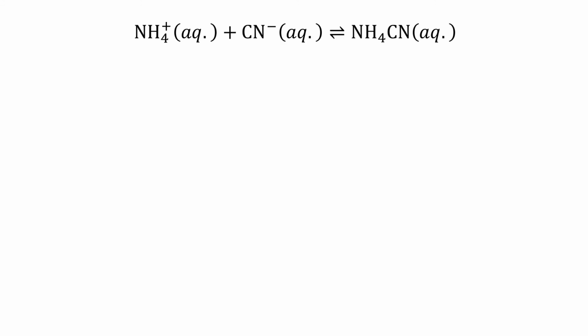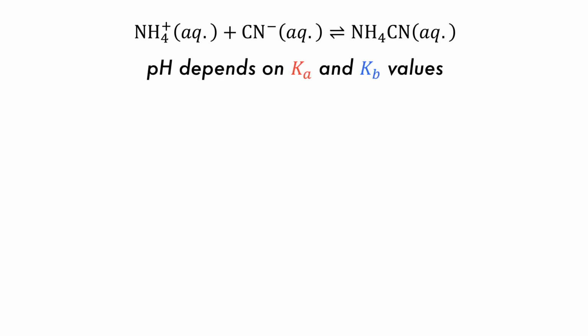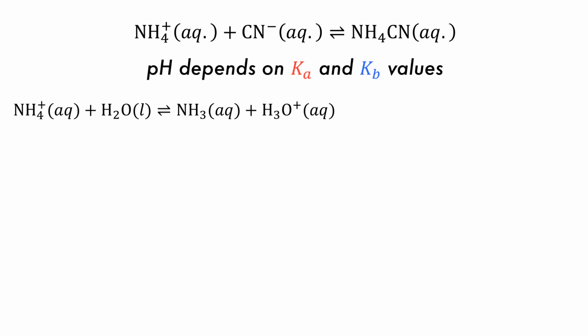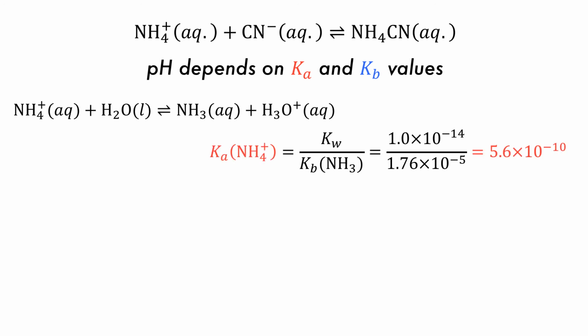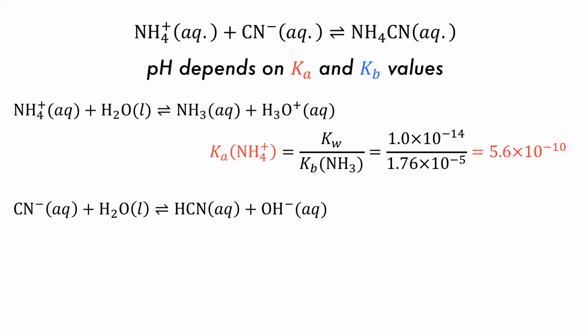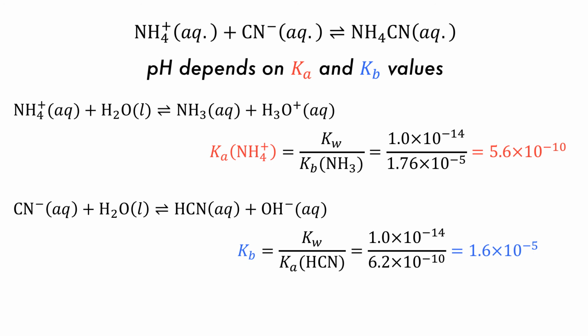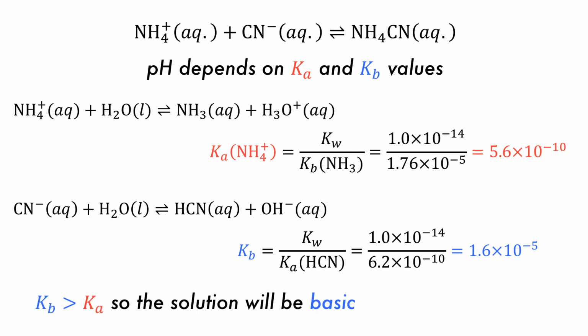But what happens if a weak acid and base react and the values of Ka and Kb are not the same? For the reaction of ammonium reacting with cyanide, the pH value depends on the Ka of the cation and the Kb of the anion. The ammonium is the acid in this reaction, and its Ka value can be obtained from the relationship that Kw is equal to Ka times Kb. The cyanide is the base in this reaction, and its Kb value can be obtained in a similar manner. Since Kb is larger than Ka, if equal moles of acid and base are reacted, the solution will be basic.